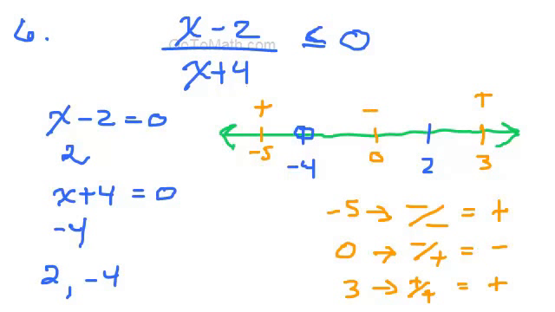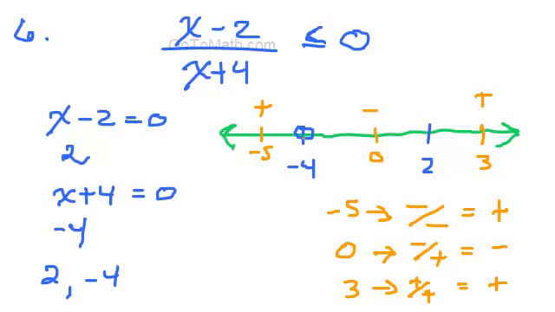Alright, so now we can take a look at this. Now remember, we can't use negative 4, so we've got to keep that in mind. Now this number right here must be less than or equal to 0, which means it must be a negative number, and it can equal 0. It can equal 0, but it must be negative.